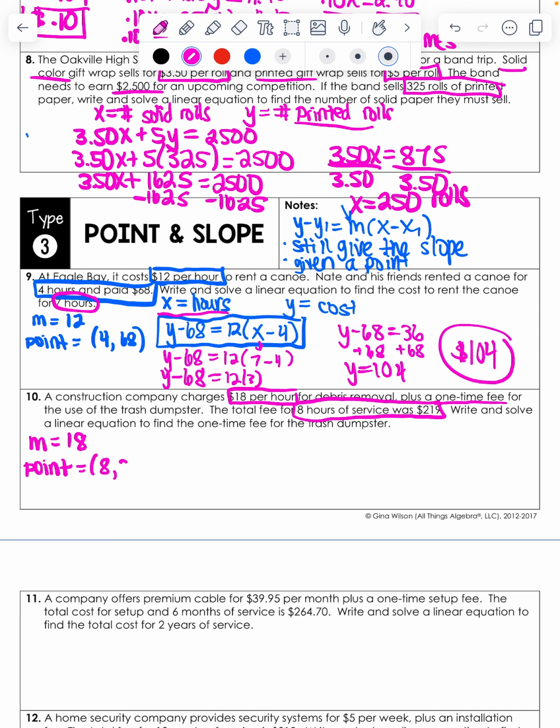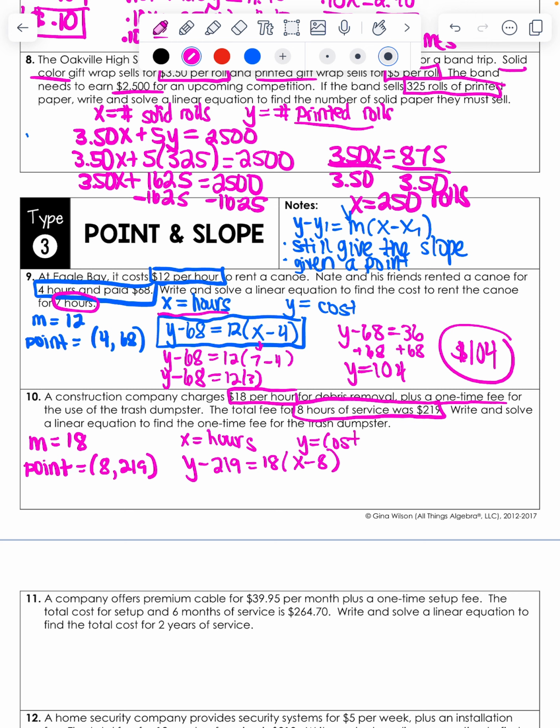After 8 hours, it's $219. And X and Y represent the same two things as before. X again is hours, just a coincidence, it's the same, but a lot of times if we're dealing with cost, a lot of options are cost versus hours. So we then put the numbers in. So y minus 219 equals 18 times x minus 8. That's our equation. And then we're going to use this equation to solve the problem.